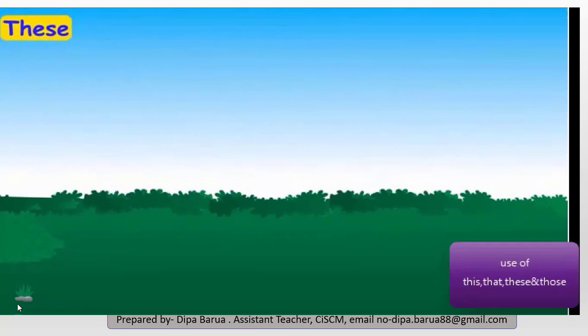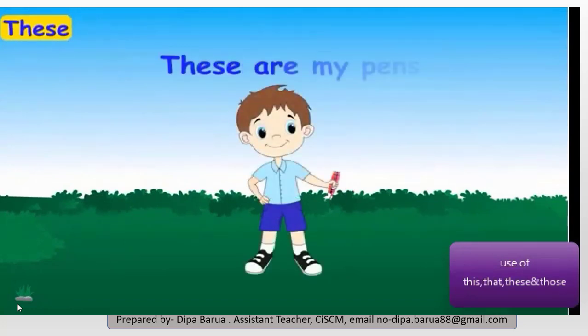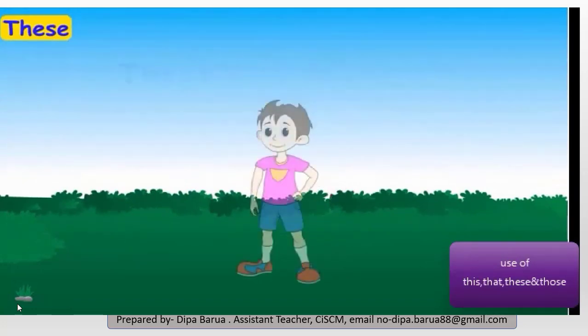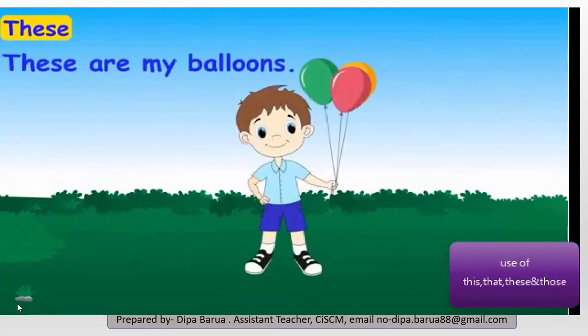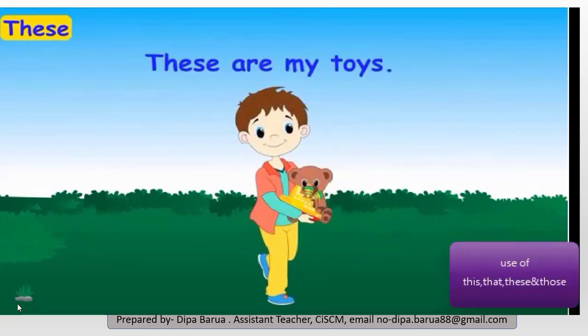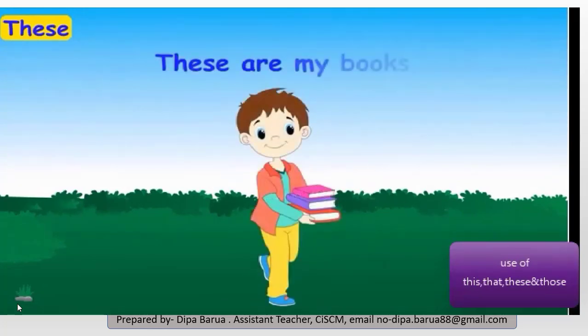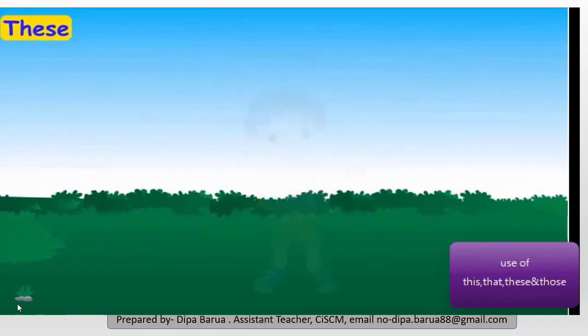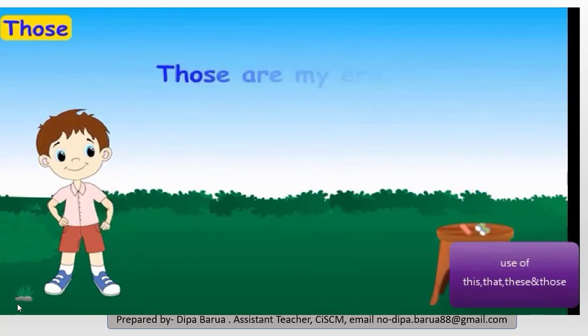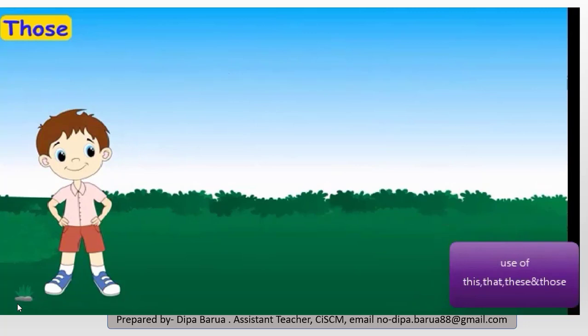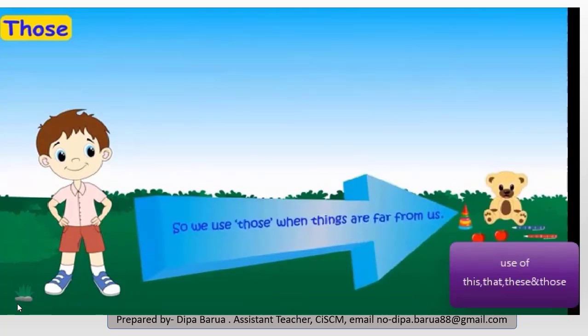Now the word these, spelling T-H-E-S-E. These are my pens. These are my clothes. These are my balloons. These are my toys. These are my books. Now the word those, spelling T-H-O-S-E. Those are my toys. Those are my erasers. We use those when things are far from us.